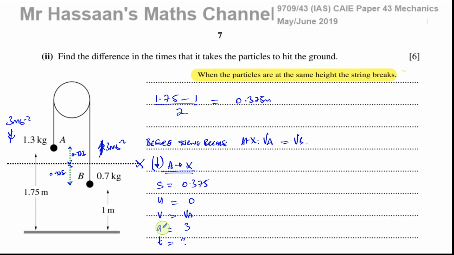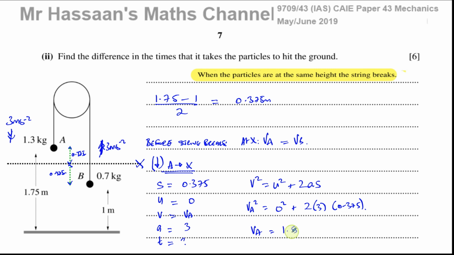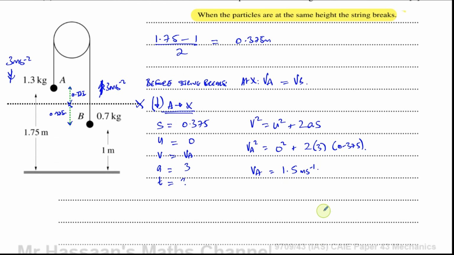So here we've got S, U, V, and A. So we can use V squared equals U squared plus 2AS. We can say the velocity of A squared, which we're trying to find, is U squared, which is 0 squared, plus 2 times A, which is 3, times 0.375. So let's see what that gives us: 2 times 3 times 0.375 gives us 9 over 4, which is 2.25. The square root of 9 over 4 is 3 over 2. So the velocity of A is going to be 1.5 meters per second. It's a nice, easy number. So that's the velocity of A at X.